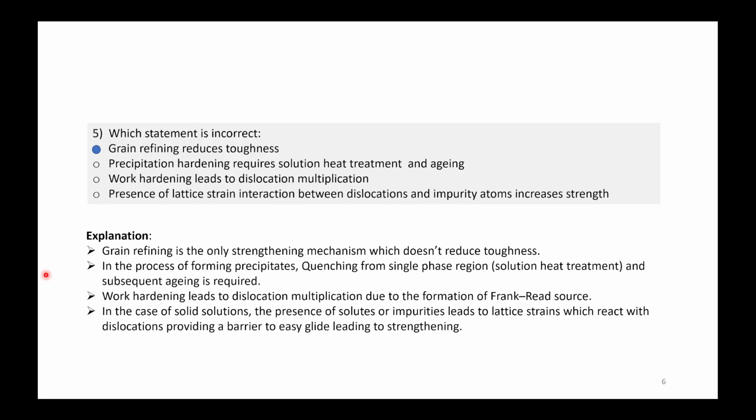Third is work hardening leads to dislocation multiplication. So work hardening leads to dislocation multiplication due to the formation of Frank-Read sources, or because of existing dislocations, or because of some precipitates present. Now in the case of solid solution, the presence of solutes and impurities leads to lattice strain which reacts with the dislocations, providing a barrier to easy glide leading to strengthening.